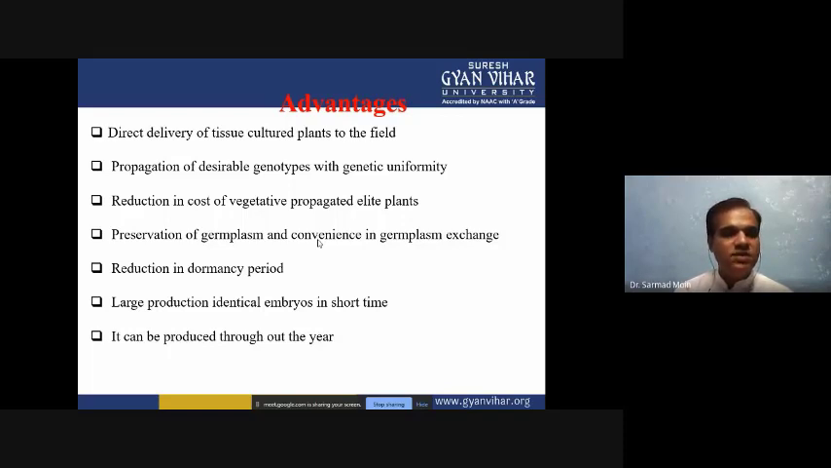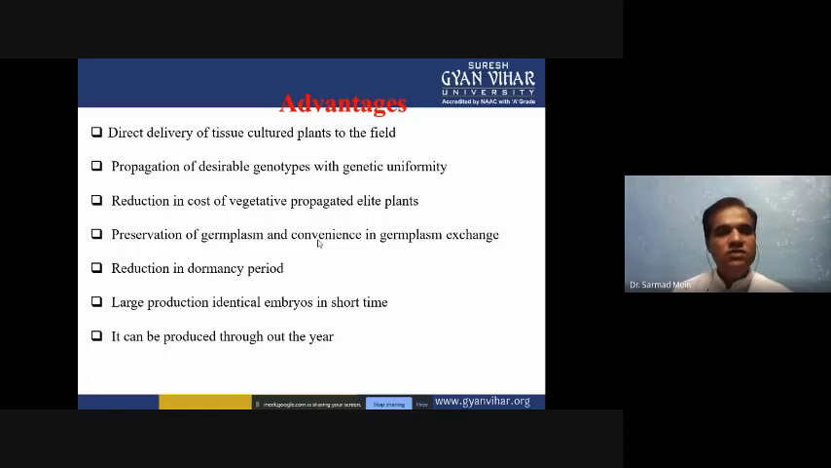And reduction in the dormancy period. Since these somatic embryos can produce plantlets whenever we want, there is no dormancy period, and according to market demand, we can produce plantlets whenever we have a requirement for their production. And large production of identical embryos in a short time we can do.